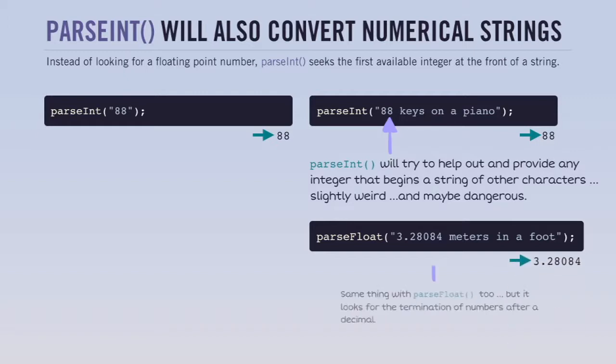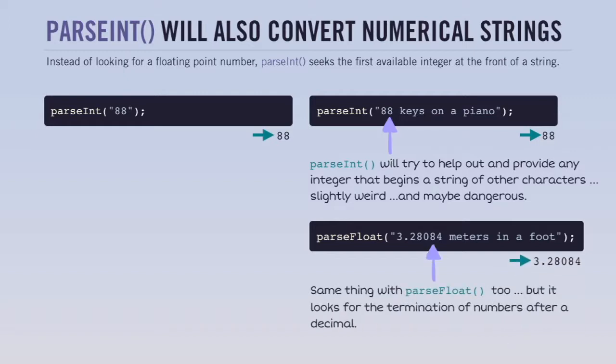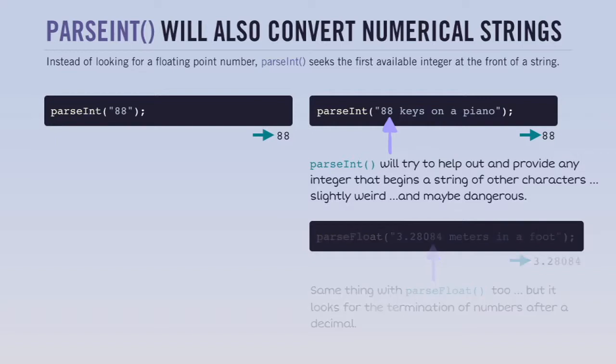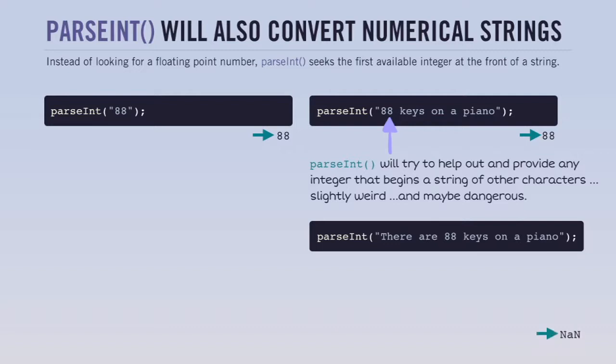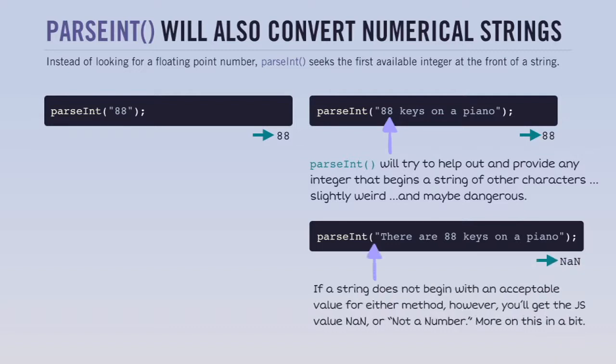3.28084 meters in a foot, parseFloat is going to look for the termination of all of the numbers after any decimal point is encountered. Something to note, if a string does not begin with an acceptable value for either method, however, you'll get that JS value, NaN, not a number. More on this in a little bit.